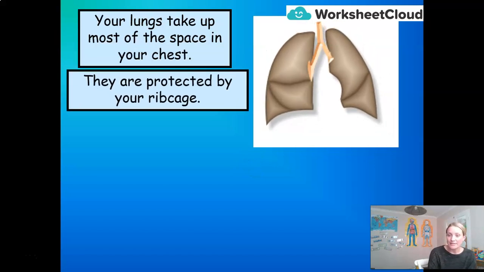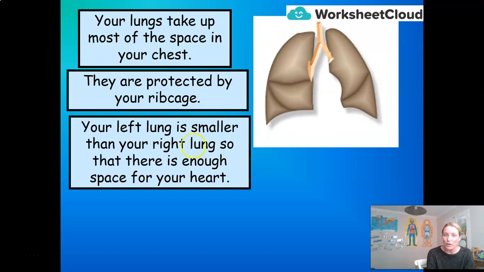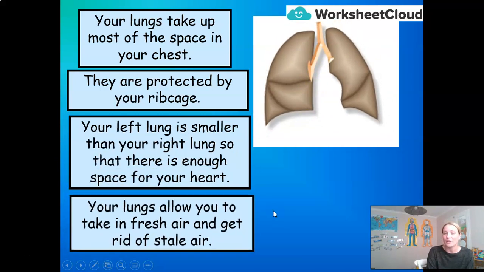They are, as I've said, protected by your rib cage, and your left lung is smaller than your right lung so that there's space for your heart. So if you look at this diagram here, this is the left lung, and you'll see it is a little bit smaller and it's got a space there, so that the heart can fit in. Your lungs allow you to take in fresh air and get rid of stale air from your cells respiring.